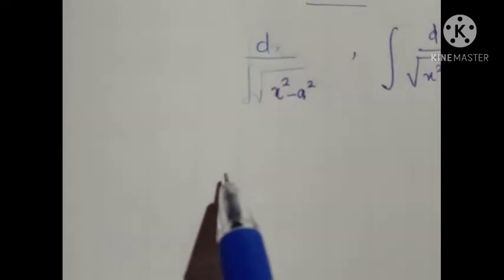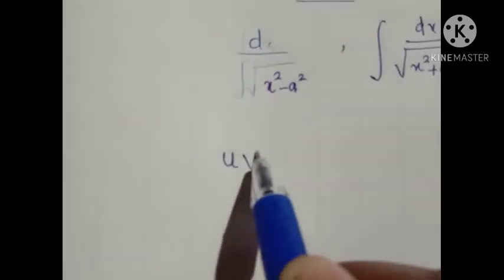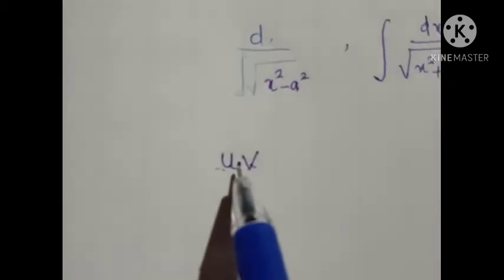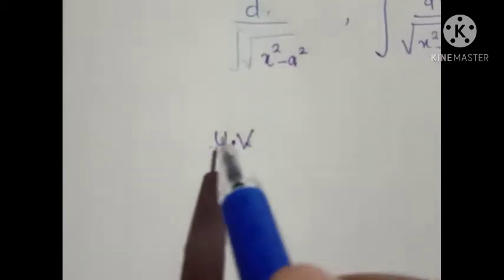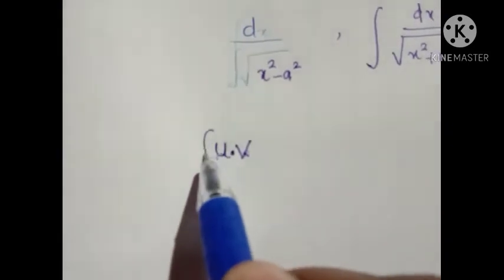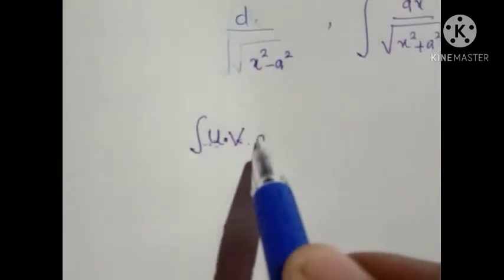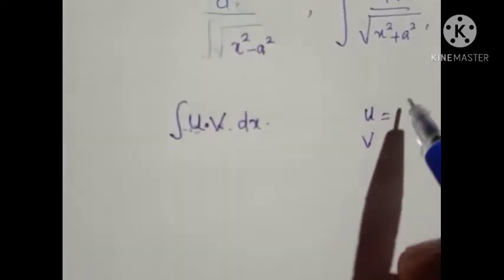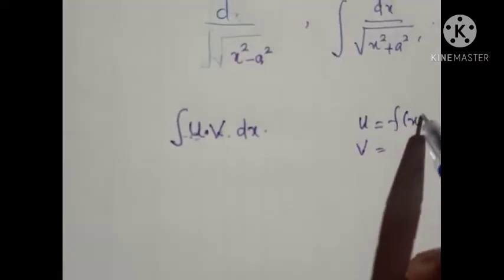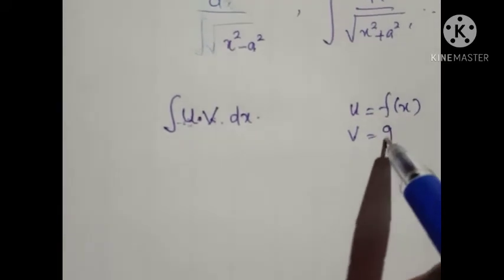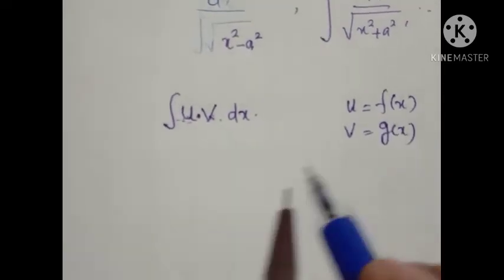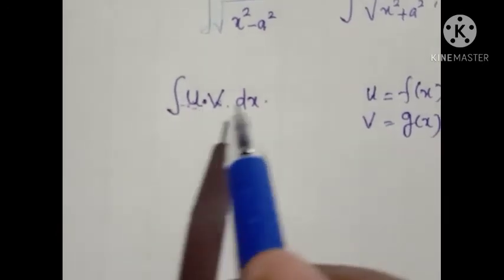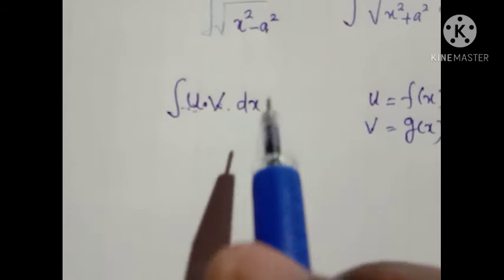Integration by parts means suppose we have two functions u and v and consider their product, u into v, product uv. Our question is how to integrate this product with respect to dx. Both u and v are functions of x. So we need to integrate the product of these types of functions.